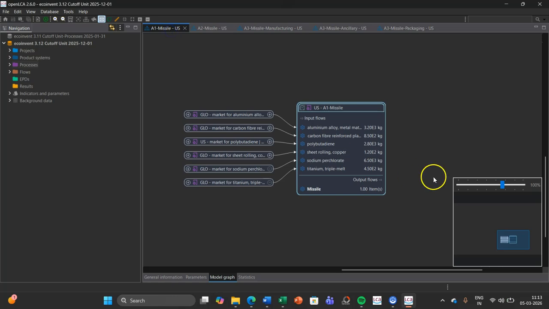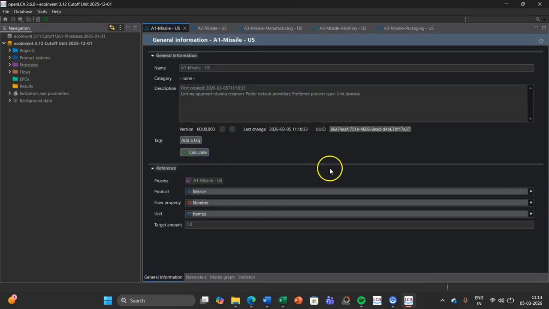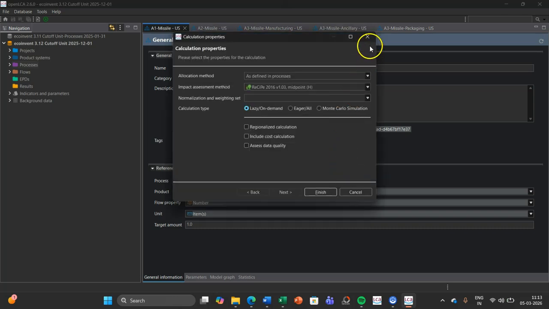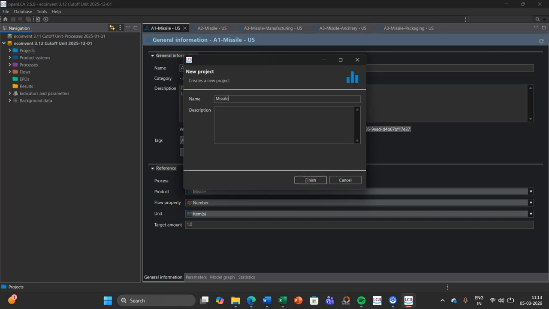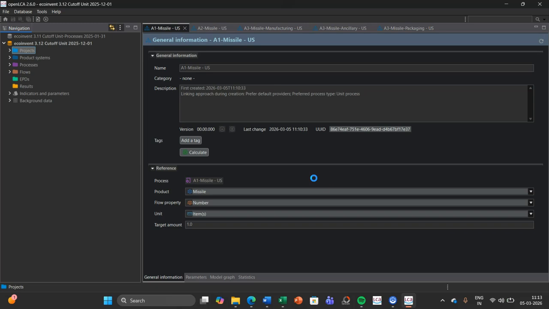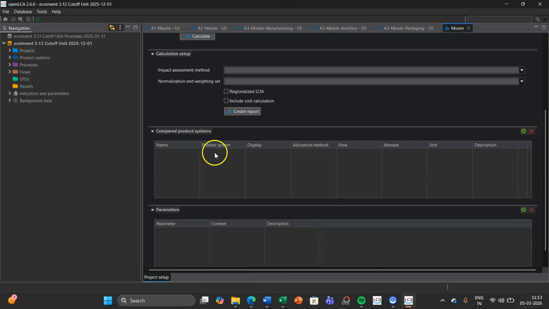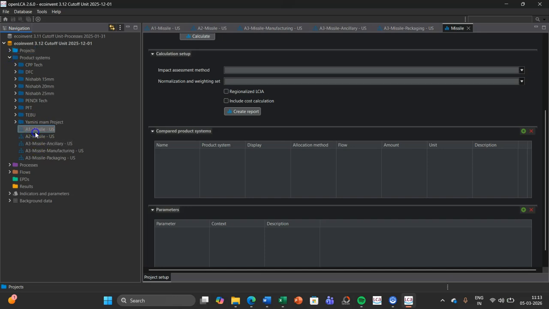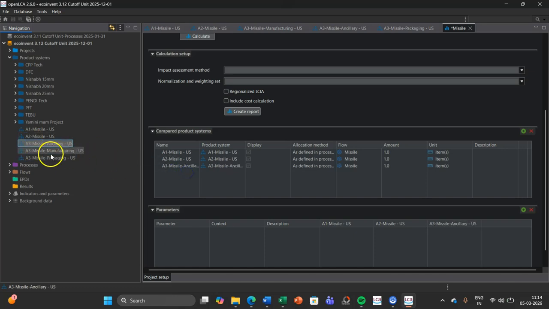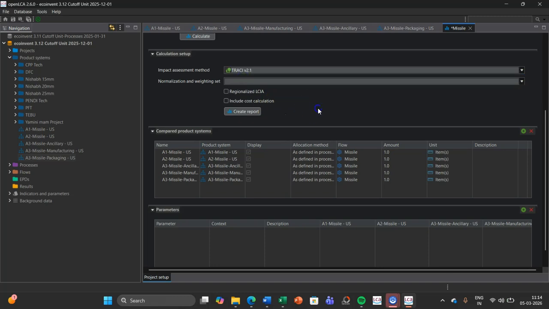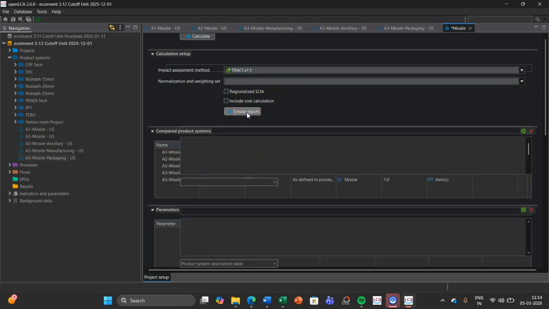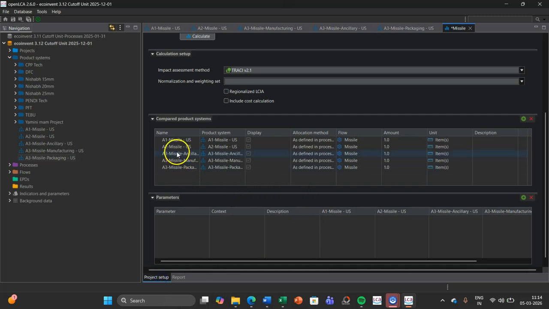Okay, so all the product systems have been created. Now let's calculate the impact. We don't need to go separately. Let's create a project. Here it comes. So here we can add all the A1, A2, A3 ancillary, A3 manufacturing, A3 packaging. The impact assessment method we mentioned is Tracy, Tracy V2.1. So let's configure the report.